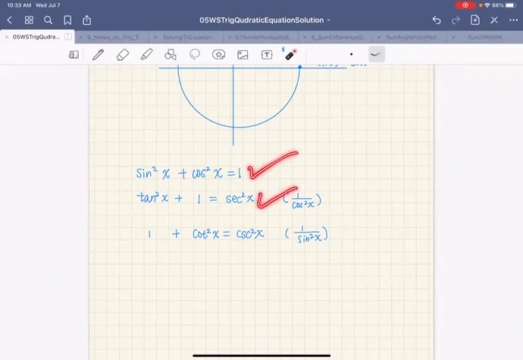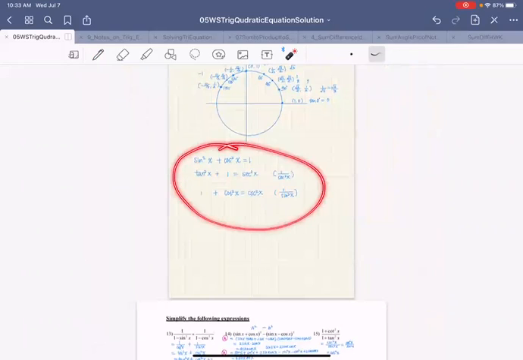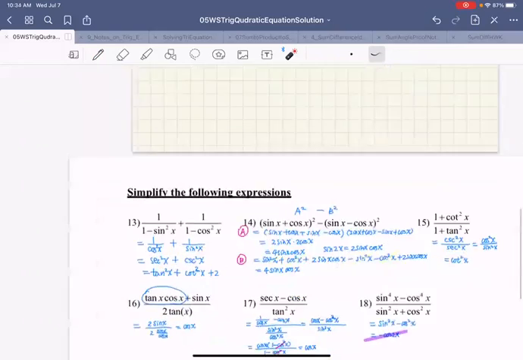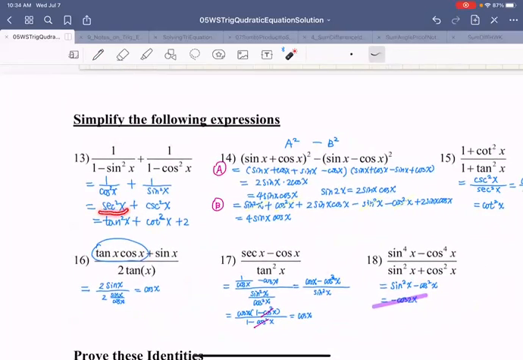These are the three important trigonometry identities. We need to use these to do a lot of proofs. So secant square is the same as tangent square plus 1, and cosecant square is the same as cotangent square plus 1. 1 plus 1 is 2. That's why you have this here. That's for question 13.